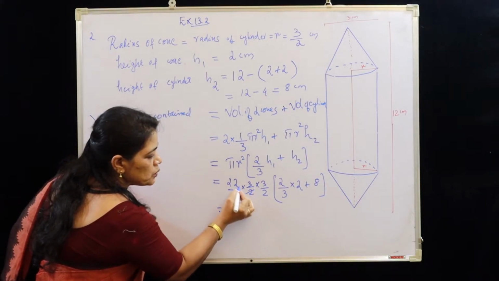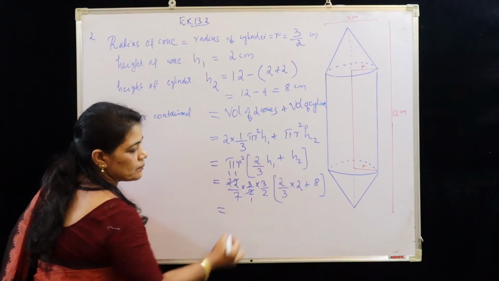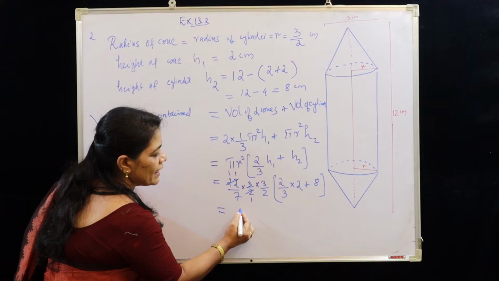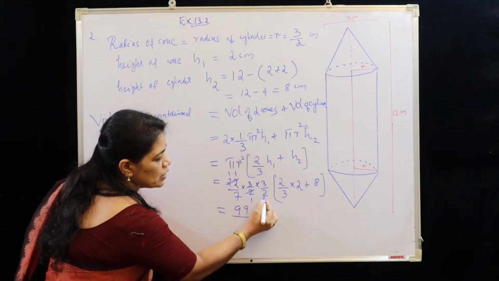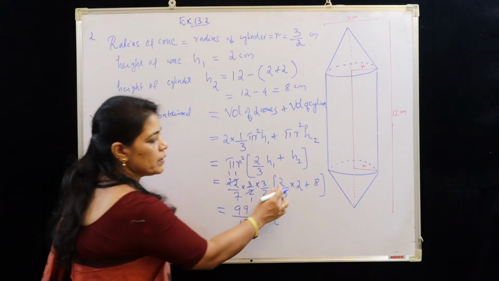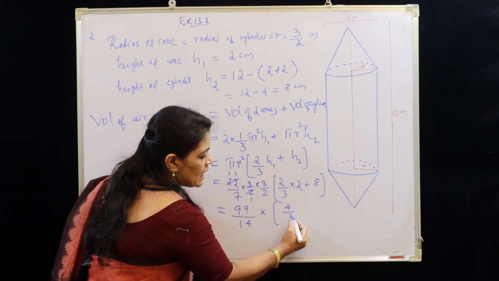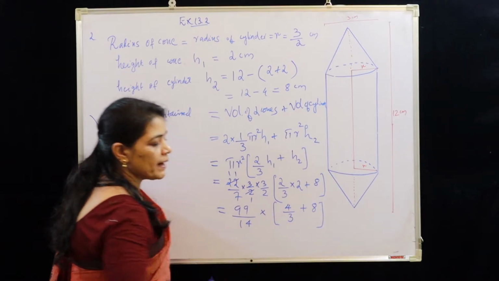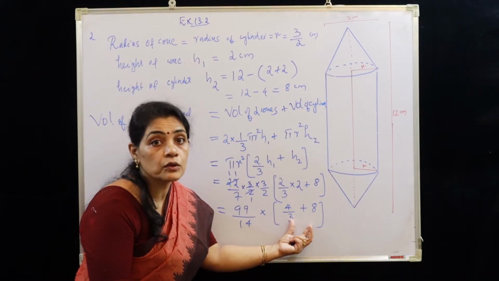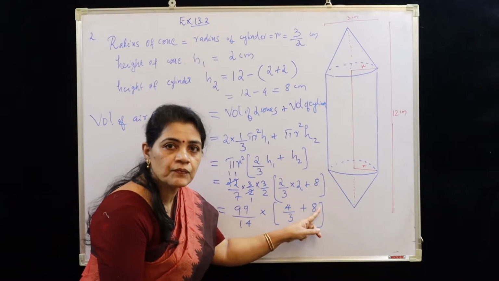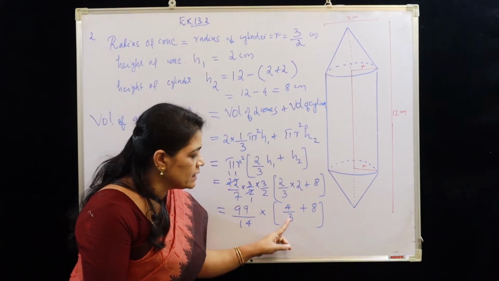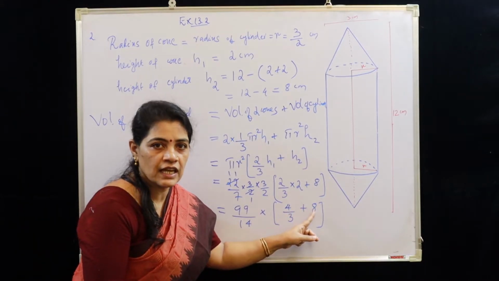In 22, 2 goes 1 time and 11 times. Then 11 into 3 into 3 remains there. So 9 into 11 is 99, divided by 7 into 2, that is 14, into, in the bracket, 2 into 2, numerators multiplied, 4 by 3 plus 8. Now we can solve the bracket first. Since the terms are connected by plus, we have to do cross multiplication. So 3 into 8 means 24, plus 4, that is 28, whole divided by 3. Clear, children? 3 into 8, 24, plus 4, 28 by 3.